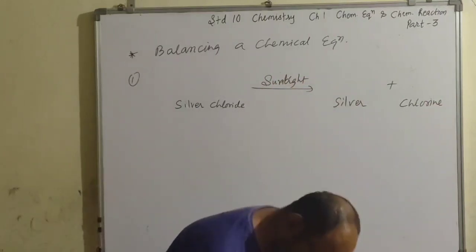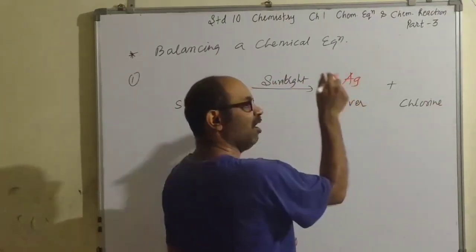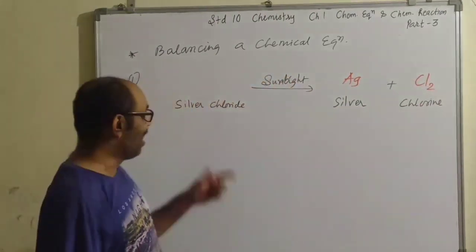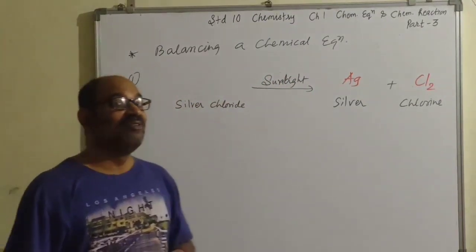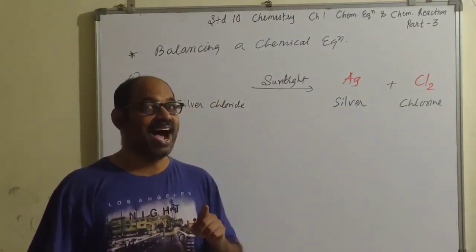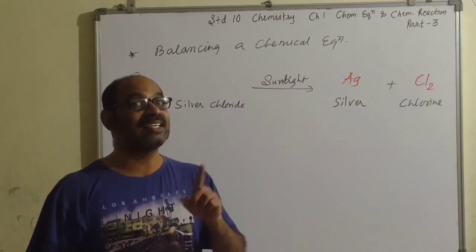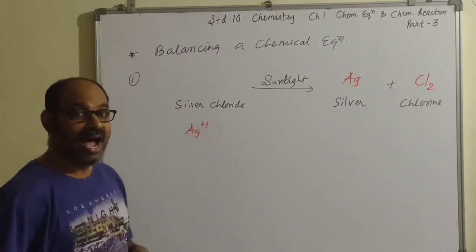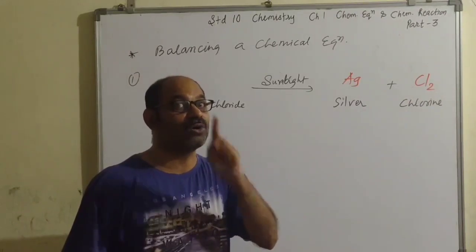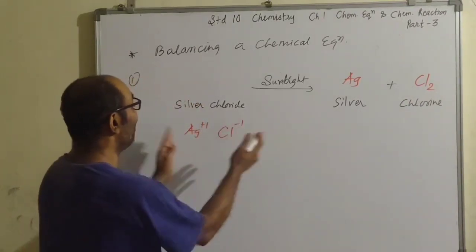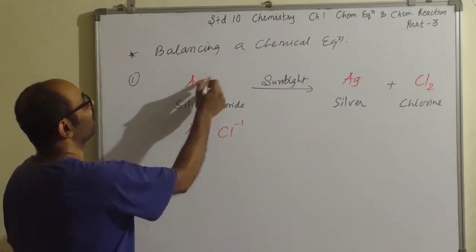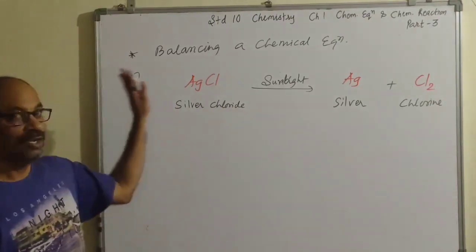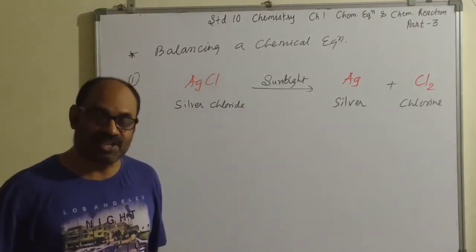Silver, the formula is Ag. Symbol and formula are the same. Chlorine, the symbol is Cl, but the formula is Cl2. Now the formula of silver chloride. Silver is Ag plus 1, chloride is Cl minus 1. We got the formula. This is AgCl. Understood?